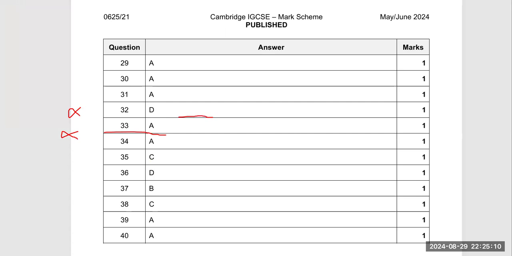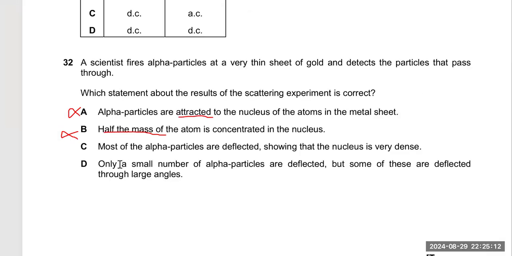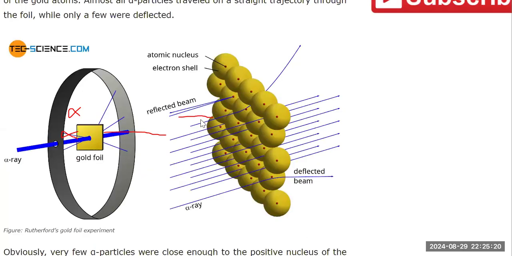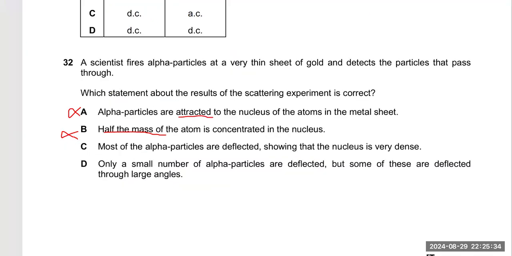32 is D. Yes, you can see only a small number of particles are deflected, and some of them are deflected through a large angle. You can see this one. This is a large angle. This is deflected back, and the maximum number of alpha rays are passing without any deflection. So option D will be your correct answer. Is it clear? Now move towards the next question.